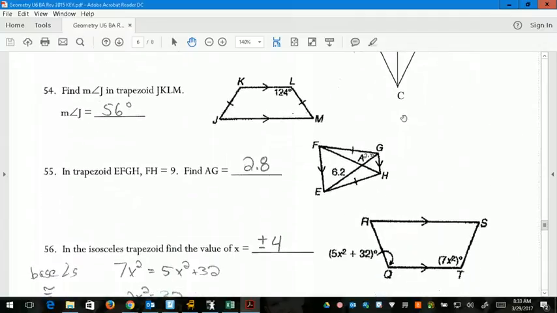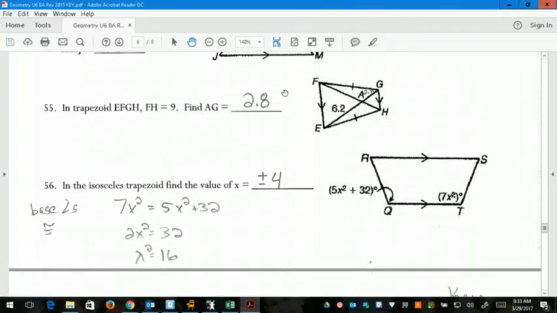For 54, in an isosceles trapezoid, what are you supposed to know about the base angles? The base angles are the same, they're congruent. So angle K and L are both 124. Angle J and M are both whatever they are. With these parallel lines, L and M are supplementary, and K and J are supplementary because they're same side interior. That's how you get the 56, 180 minus 124.